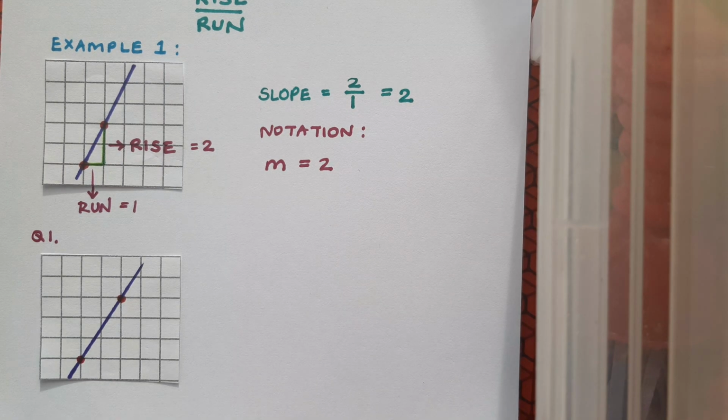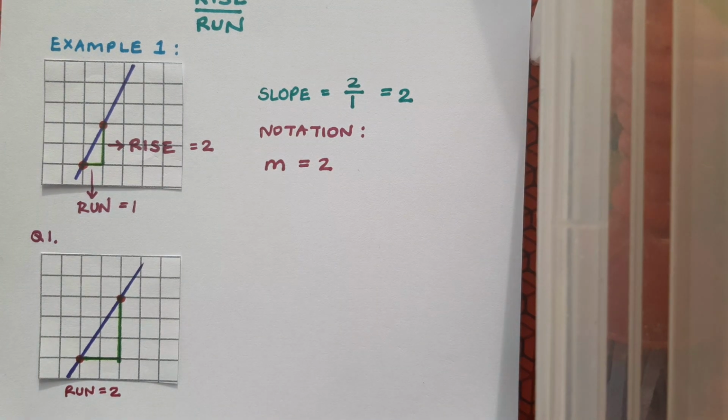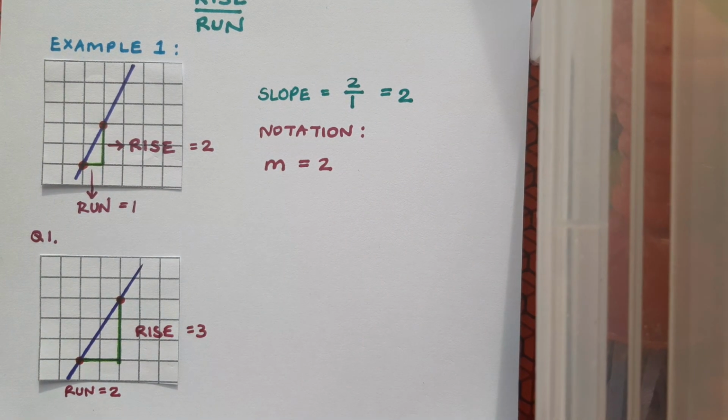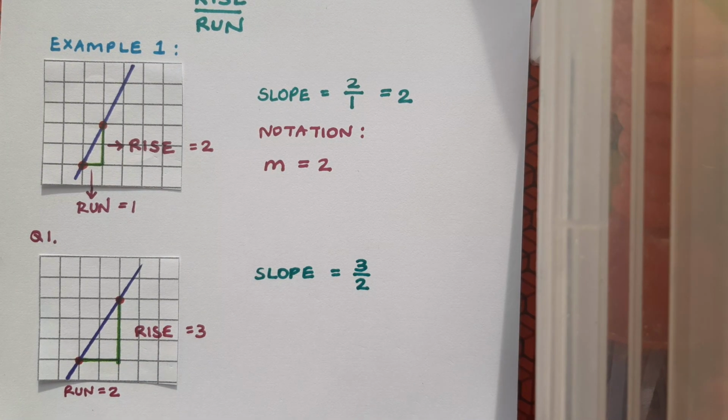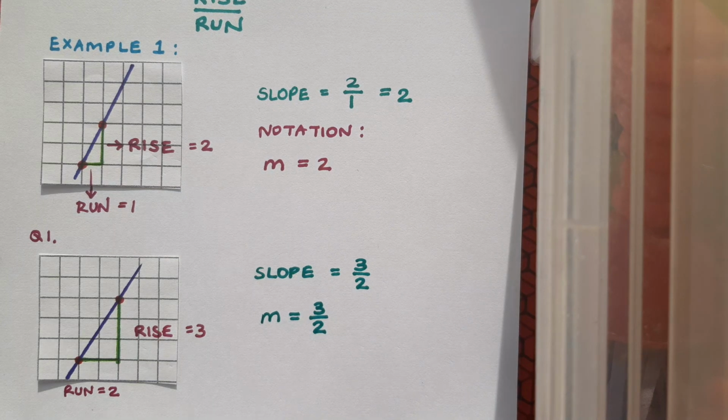Okay, so I've marked in my 2 points and they're right in the corners of grid boxes. Now I'll draw in my triangle and I'll note my run and rise. In this case, the run is 2 and the rise is 3. So the slope is rise over run. And in this case, that's 3 over 2. And I'm quite happy to leave this as an improper fraction. We don't tend to write our slopes as decimals. So m equals 3 over 2 here.